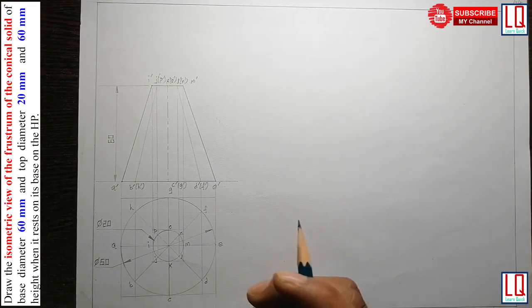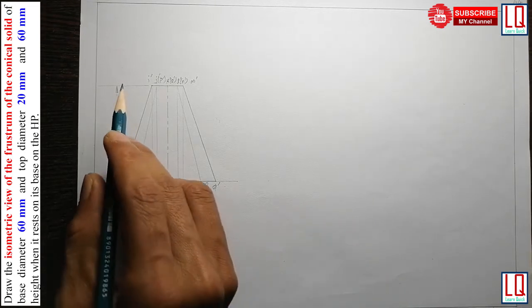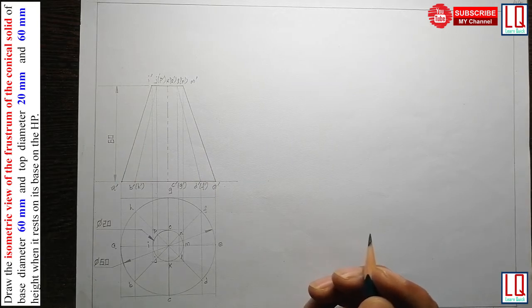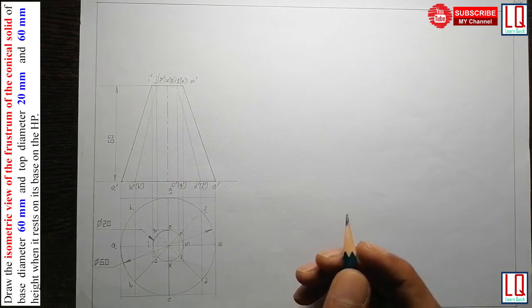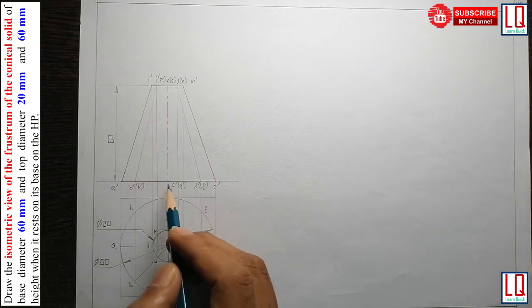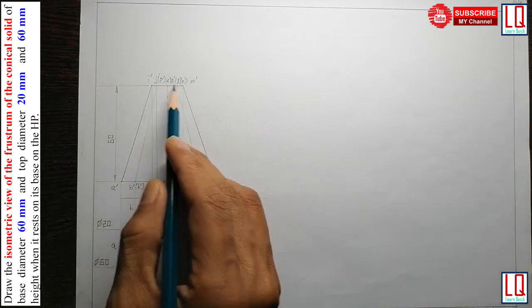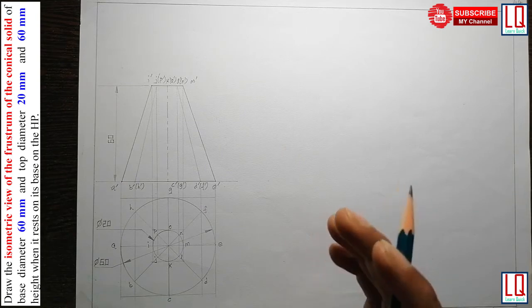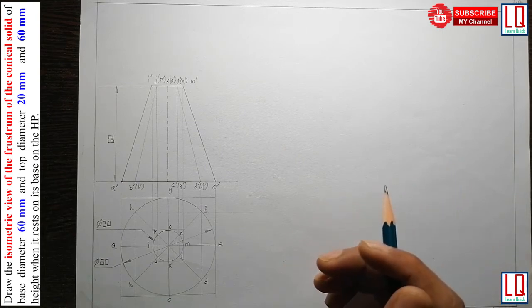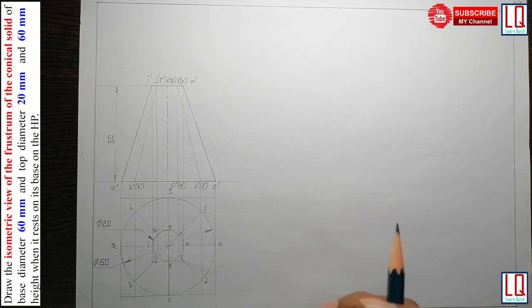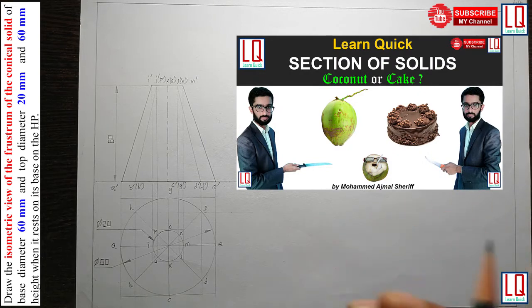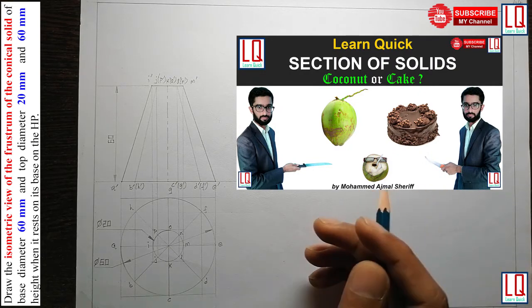And the cone is also sectioned with a cutting plane parallel to the HP and passing through the point on the axis located at 60 mm from the base, making the top diameter 20 mm. To learn more on the sectioning of solids and making the cutting plane points, you can refer to our previous video lecture, section of solids.